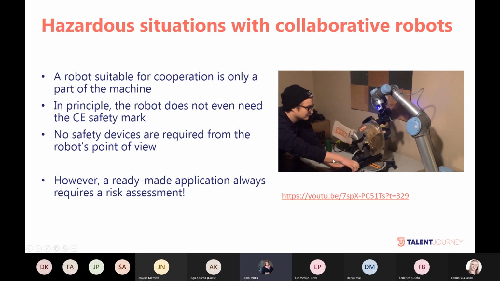Such is by no means a collaborative robot application, even if it uses a collaborative robot. If any part of the application can harm people, the application is not a collaborative application. So we have to make a difference between a collaborative robot and a collaborative application. And only if we have a collaborative application, then we can make humans and robots work together.